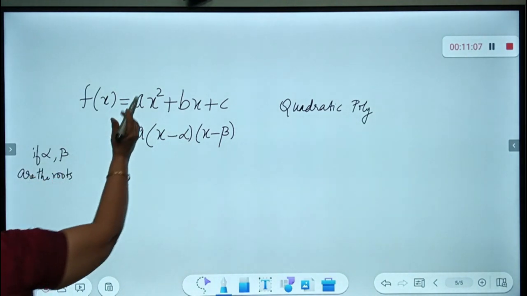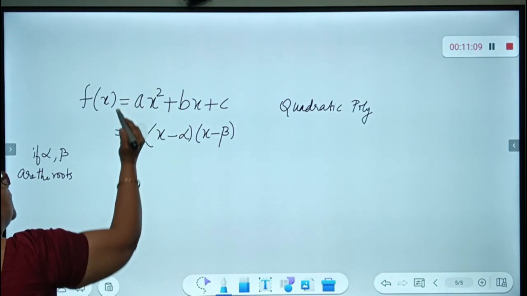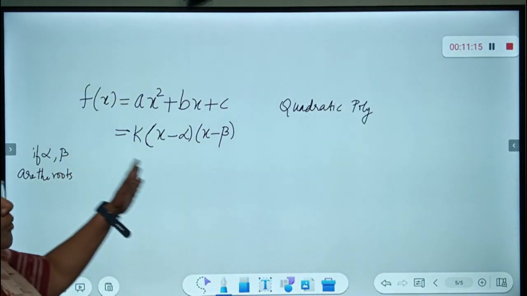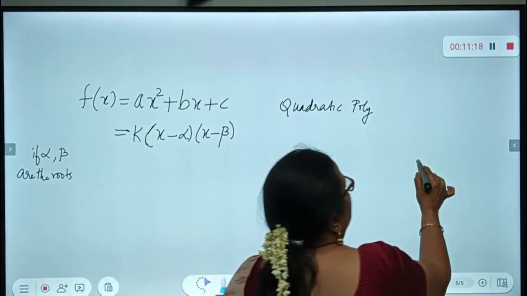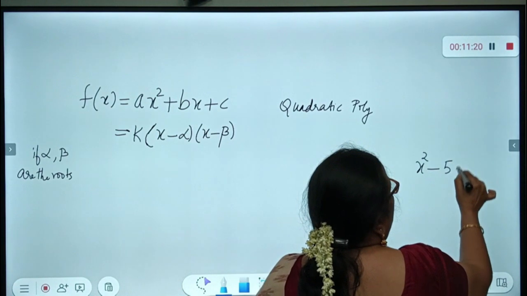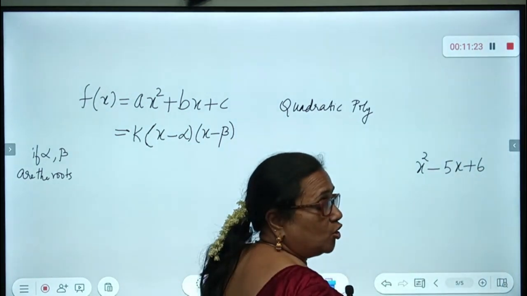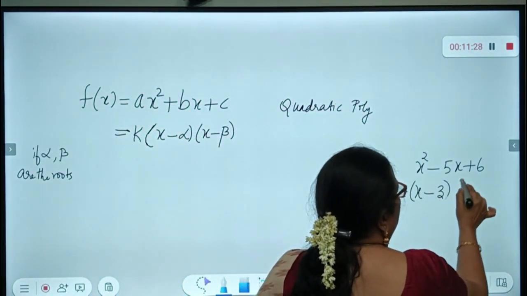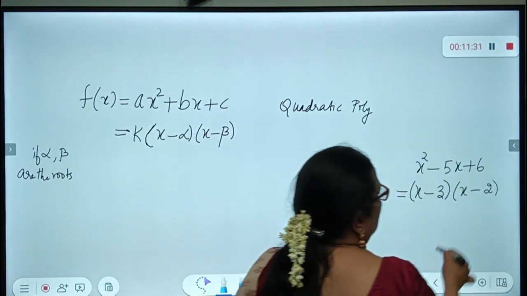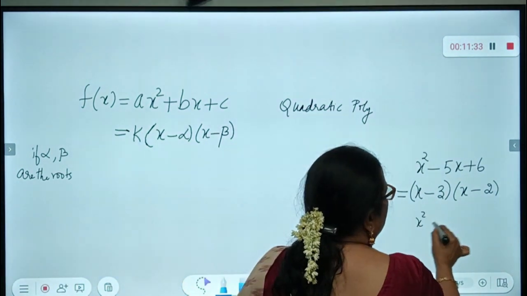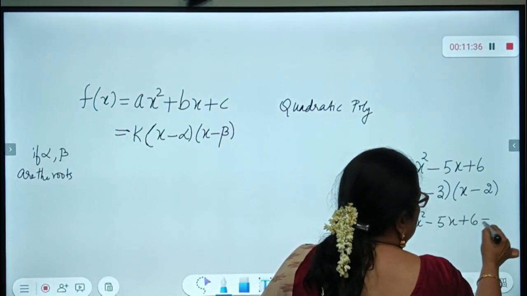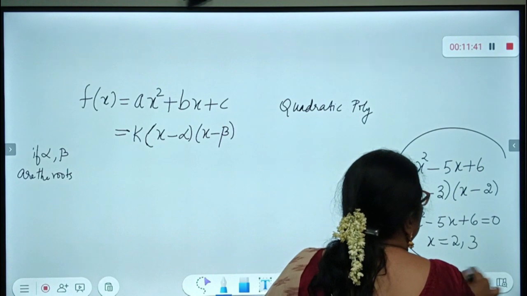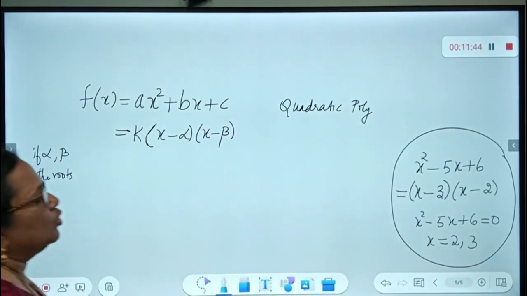In fact, in a more general case, I can take it as even k. Don't be confused by this. For example, if you have x square minus 5x plus 6, what will be the zeros or roots of this? You can write it as x minus 3 into x minus 2. So, when x square minus 5x plus 6 is equal to 0, x has to be 2 or 3. So, for this polynomial, the roots are 2 and 3.